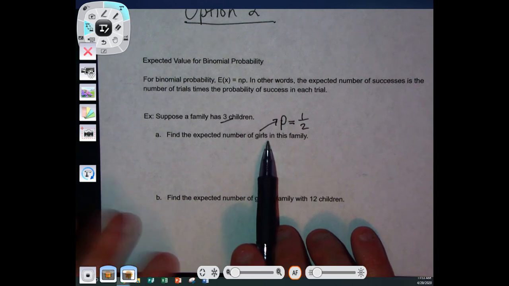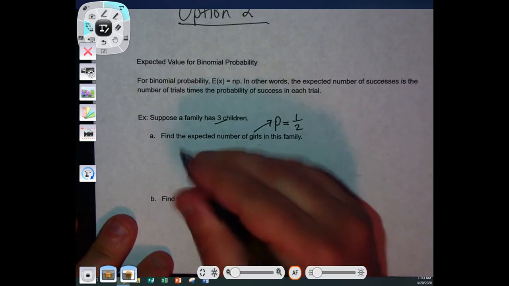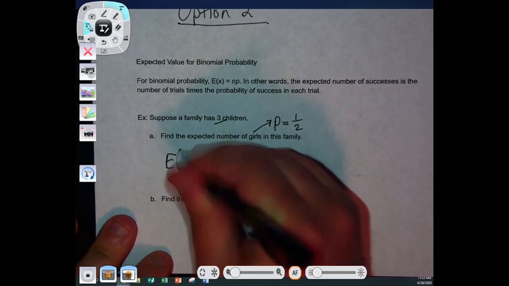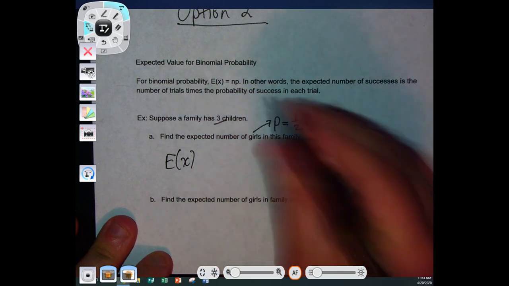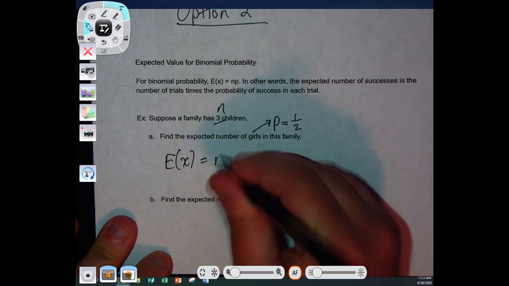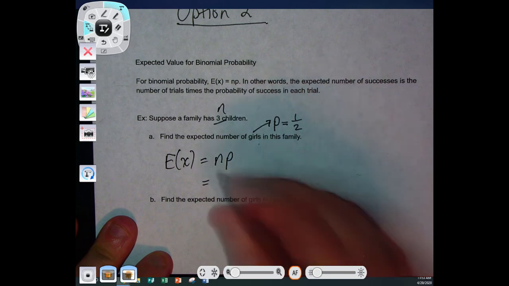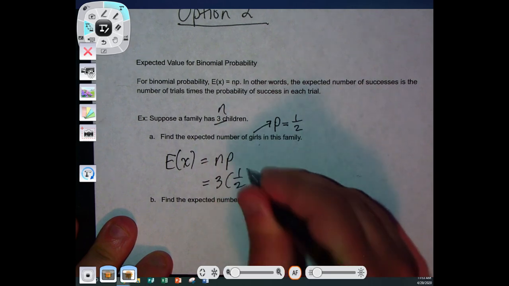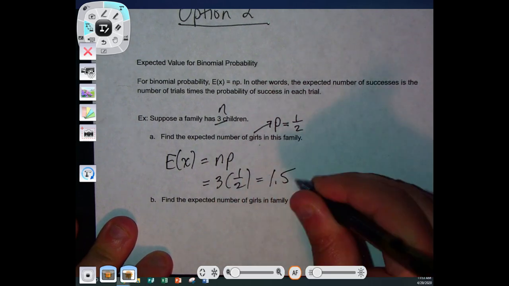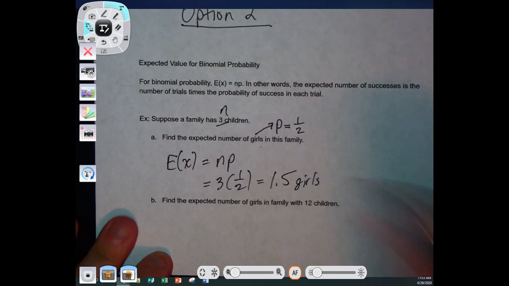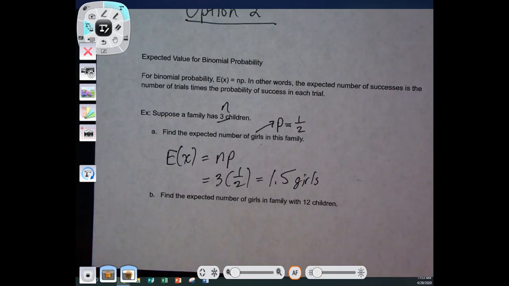So to find the expected number of girls in this family, we would do our expected value n times p. So this would be 3 times 1/2, which is 1.5. So therefore, the expected number of girls in this family is 1.5.